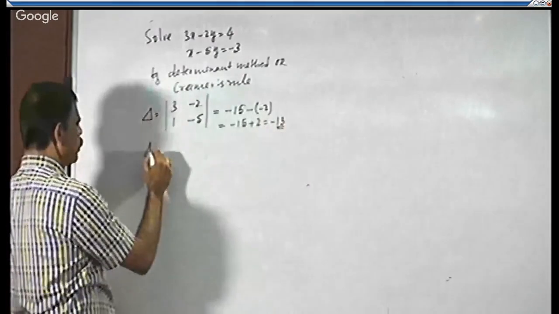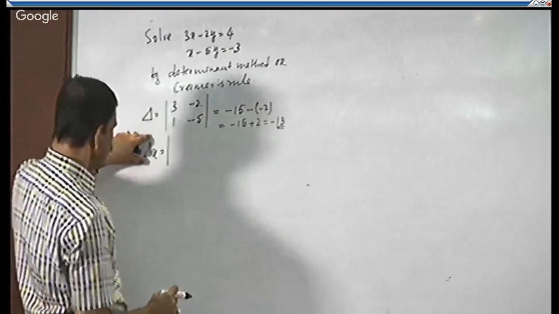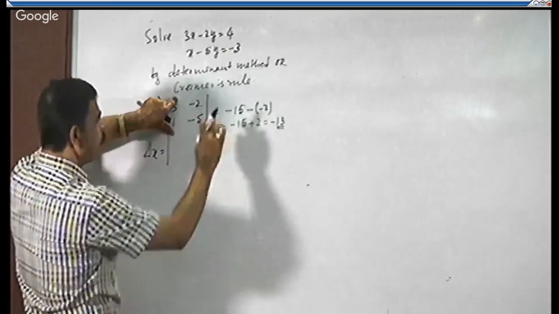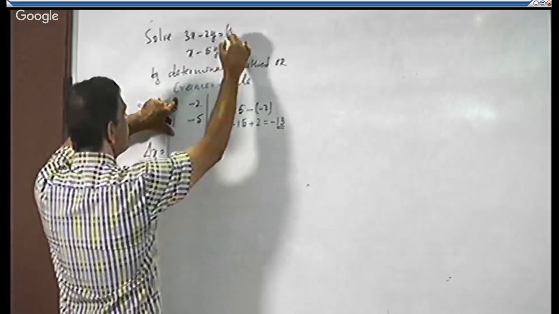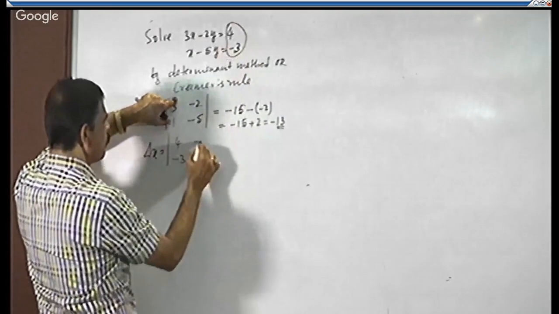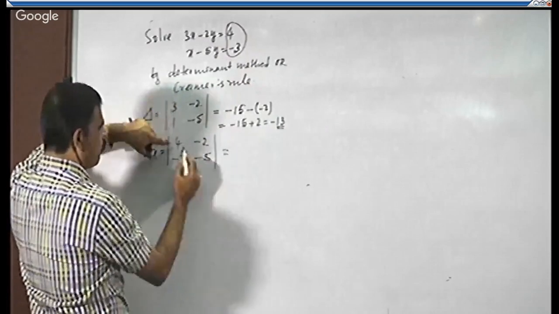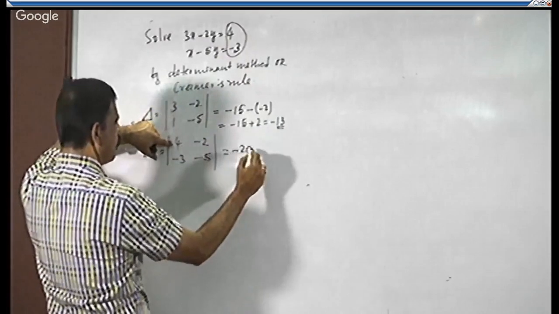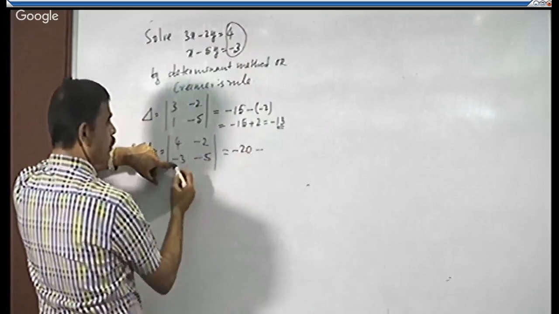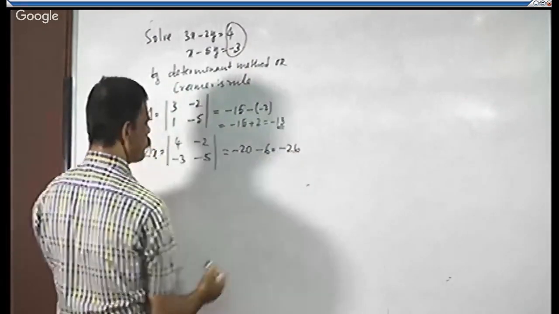Then write delta x. What I told earlier, while writing delta x, replace the x coefficients by constants. Which are the constants? 4 and minus 3. 4, minus 3, minus 2, minus 5. Right? 4 into minus 5 is minus 20, minus formula minus, take the product of these two, minus into minus plus, 3 twos are 6. It is equal to minus 26.